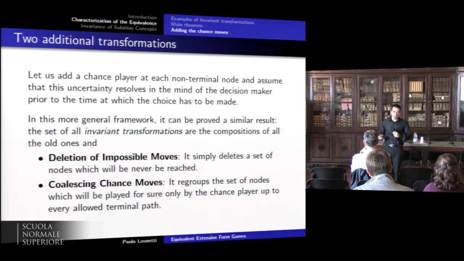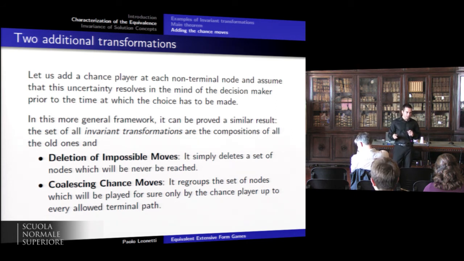The first one, also a technicality, is when a chance player chooses an action with probability zero. Since all players know that the chance player will never choose that action, then we can directly remove this part of the tree from the game structure.